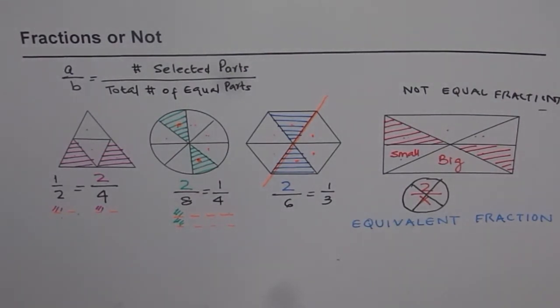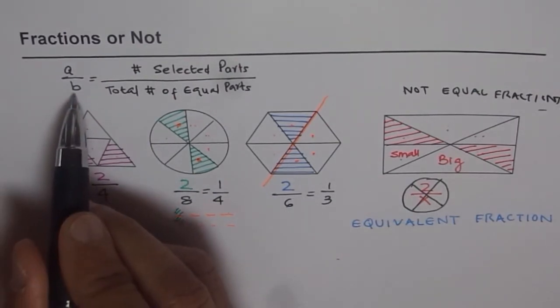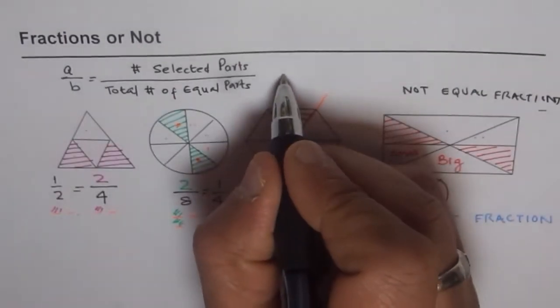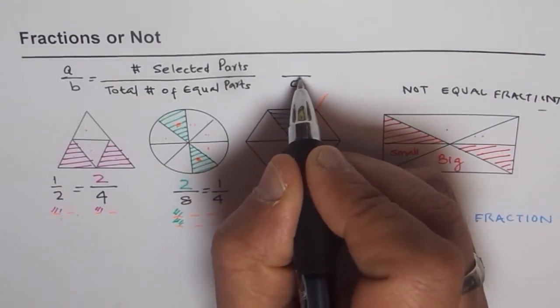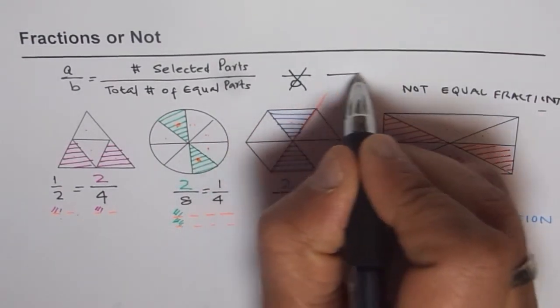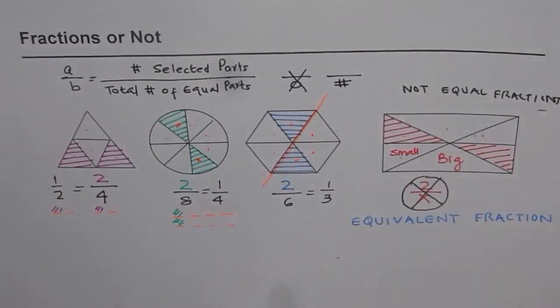Another thing to remember is that you have to divide them into some parts. B cannot be 0, right? You cannot have 0 here, right? You have to have a number, not 0. So there has to be at least some number here, okay? It may be 1. If it is 1 whole, then you get improper fractions. Remember that also, okay?